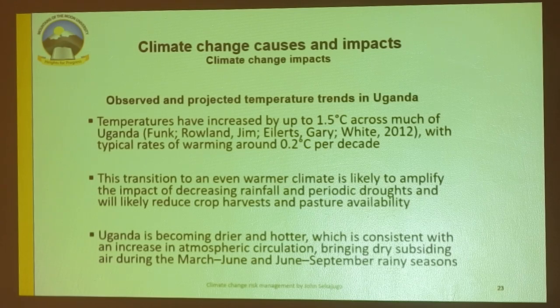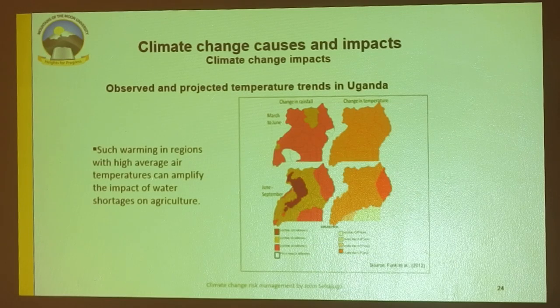Now, this transition to an even warmer climate is likely to amplify the impacts of decreasing rainfall and periodic droughts. Some of these events we are already witnessing in Uganda, in most parts of Uganda and in the neighboring countries. And these will likely reduce, of course, crop harvests and pasture availability. So Uganda is becoming drier in many parts and hotter, which is consistent with an increase in atmospheric stability, bringing, of course, dry stabilizing air during the March to June and June to September rainy seasons.